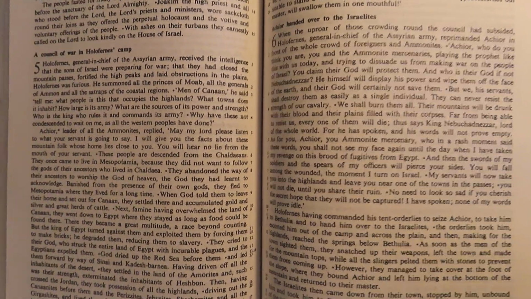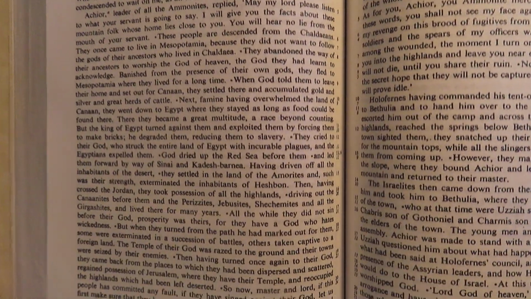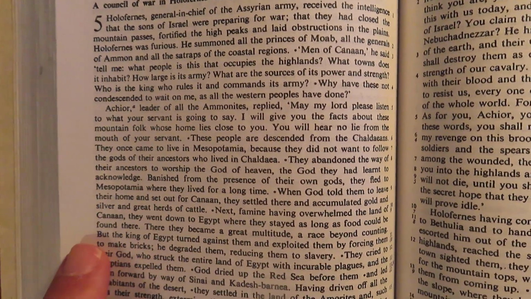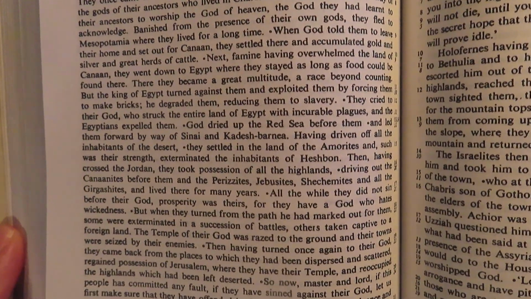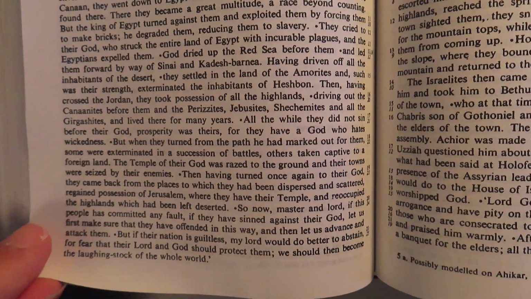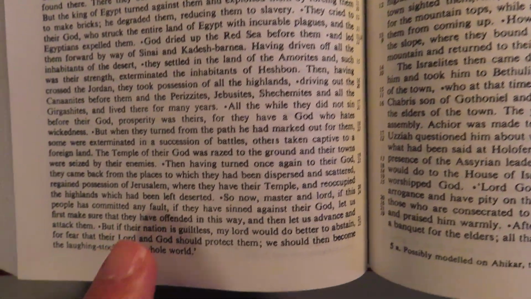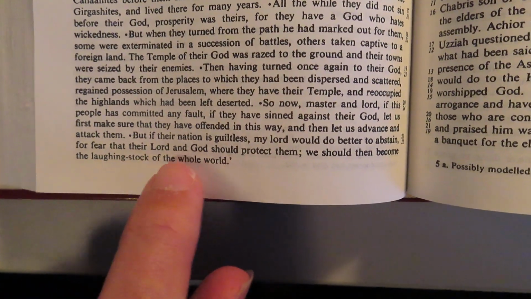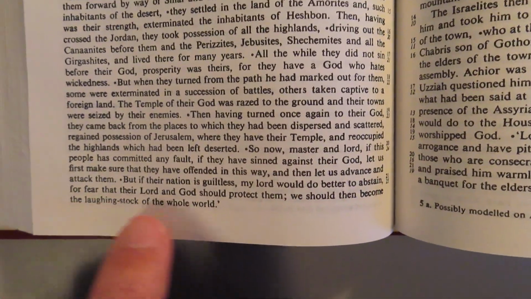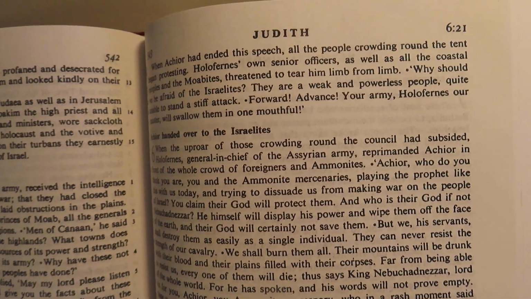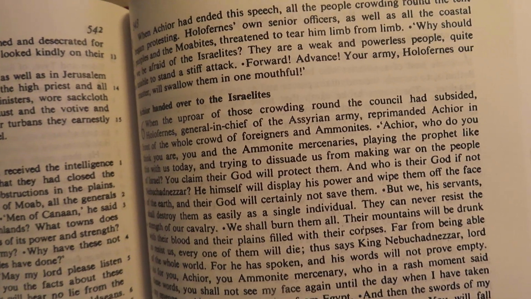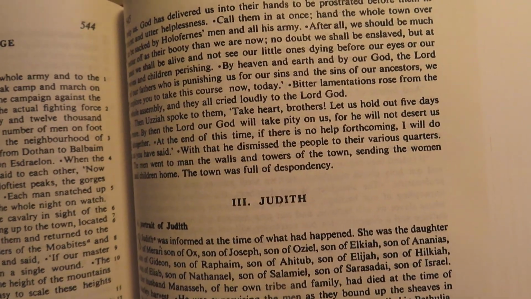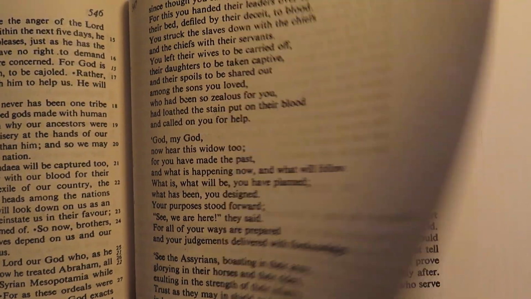So there are a couple histories of the Israelites here where, for example, the history that Achior the Ammonite gives, where he talks about what a great people they are and how they have defeated so many other nations. But if their nation is guiltless, my Lord would do better to abstain for fear that their Lord and God should protect them. We should then become the laughingstock of the whole world. Now, this is always given the caveat of they're successful as long as they follow their God. But the emphasis is definitely on the Israelites are going to be successful and you don't want to mess with them.